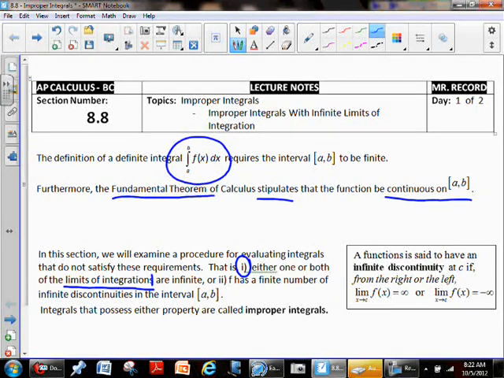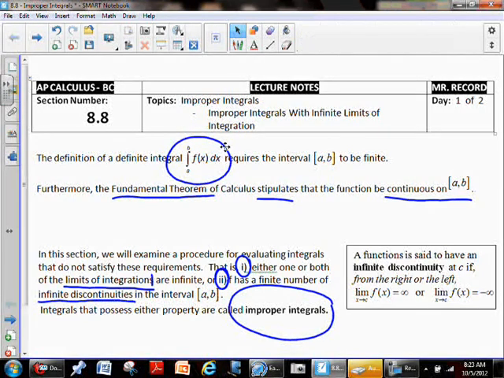And then the second criterion, although I'm not going to get into that with this particular video, another one will address it, is if your function has a finite number of infinite discontinuities in the closed interval a to b. A great way to think about that would be the fact that you might have a vertical asymptote somewhere in the middle of your boundary a and your boundary b. Integrals that possess either of these properties are what we call improper integrals.